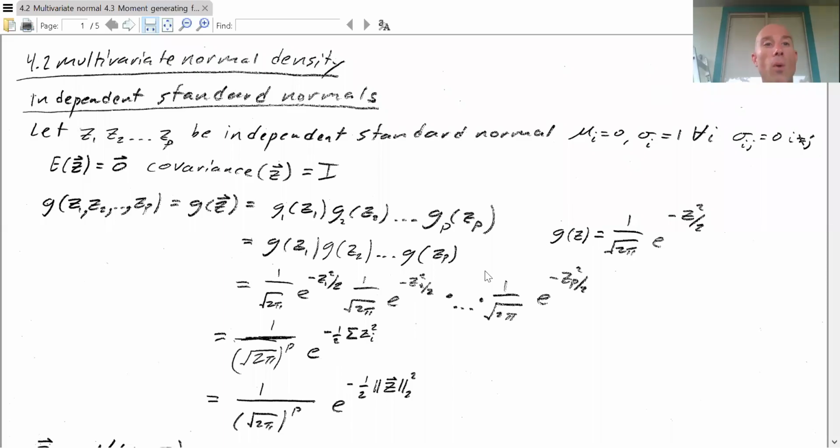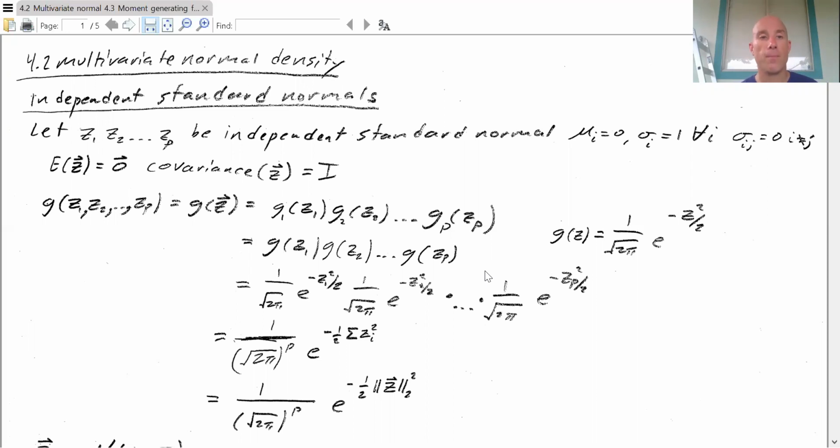Hi, in this video, we want to take a look at multivariate normal distribution, and then we want to look at moment generating functions, specifically the moment generating function for multivariate normal. Okay, so how we're going to construct multivariate normal is we're going to take a vector of standard normal distributions, then we're going to transform the distribution of that vector into a non-standard normal multivariate distribution.